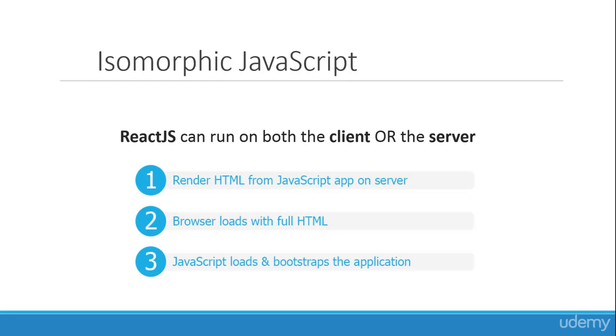First, the HTML will get rendered from the JavaScript app that's on the server. Second, the browser will load with full HTML. And third, JavaScript will load and bootstrap the application. We're going to take a look at both ways. For the most part, we'll be running it on the client, but we will also be working a little bit with Node.js and running it on the server.